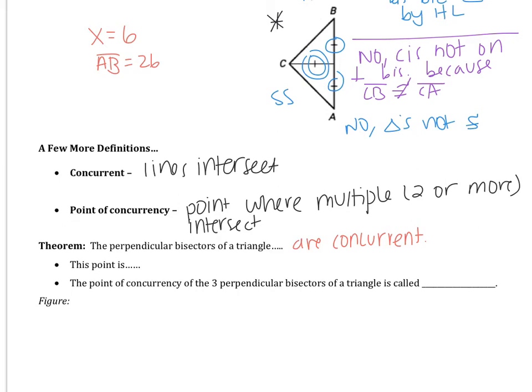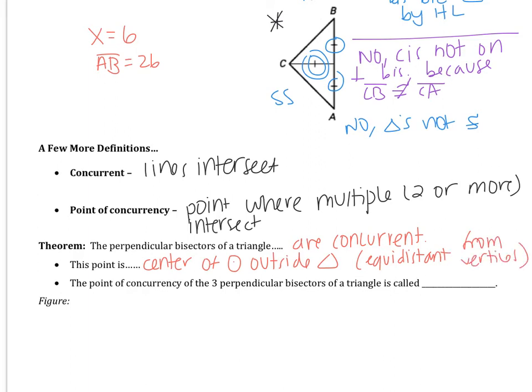This point is the center of the circle outside the triangle, which means that point is equidistant from the vertices of the triangle. And I'm going to show you what that means in a minute. The point of concurrency of the three perpendicular bisectors is called the circumcenter.